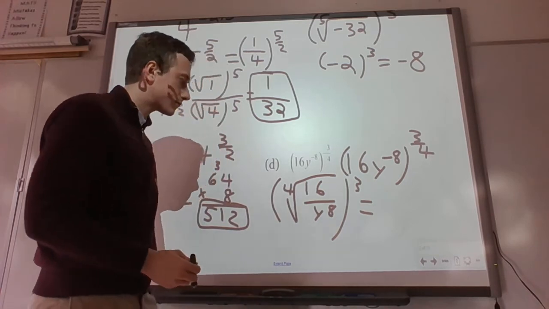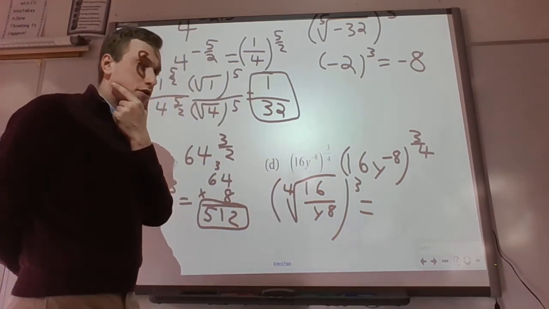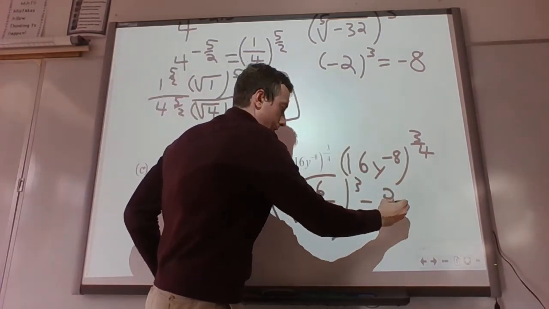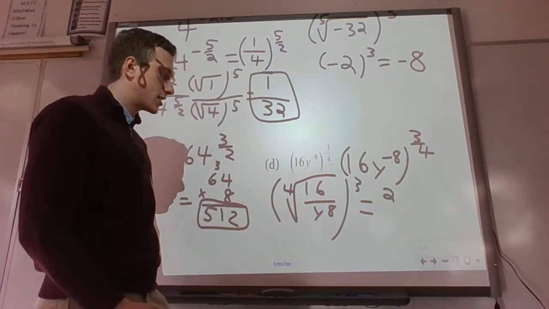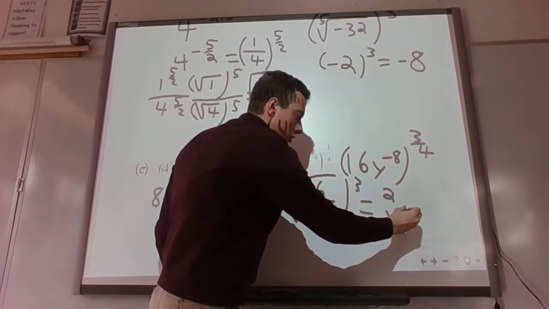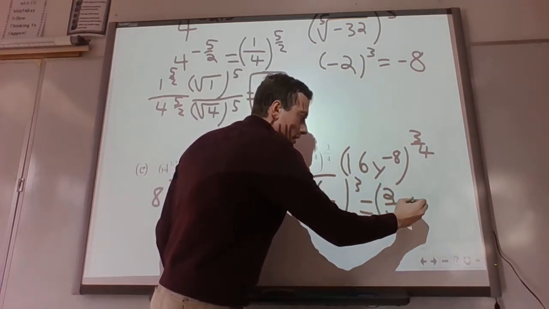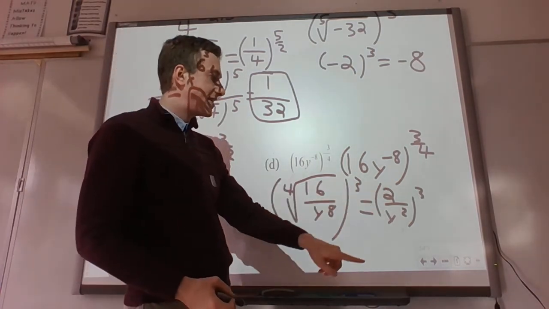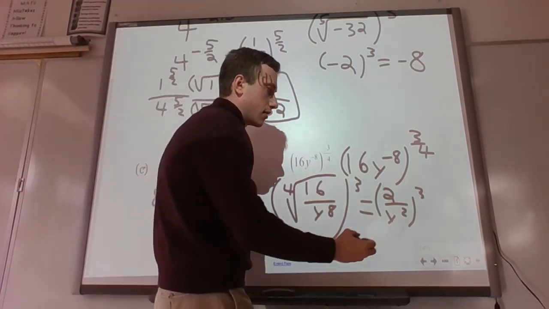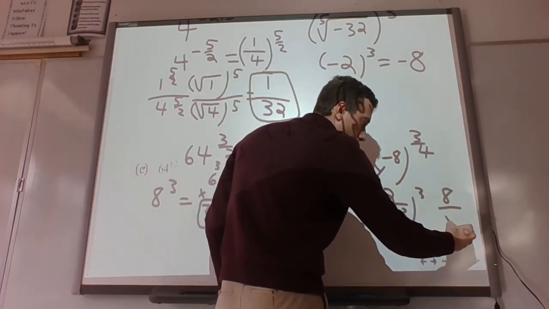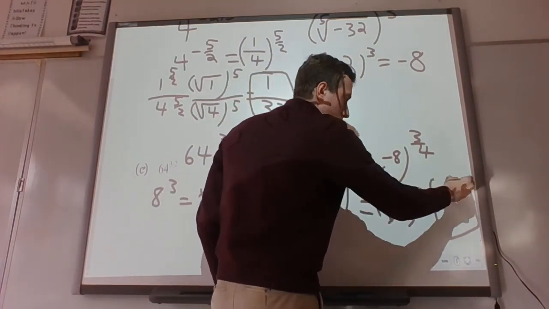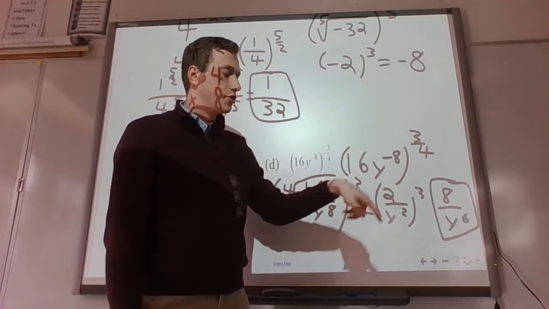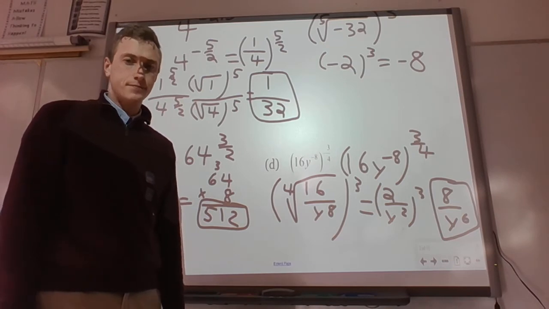Okay? Let's see, the 4th root of 16 is 2. The 4th root of y to the 8th would be y squared. That's what we're cubing, which must give us 8 over y to the 6th. So 8 over y to the 6th would be 16y to the -8 to the 3/4 power.